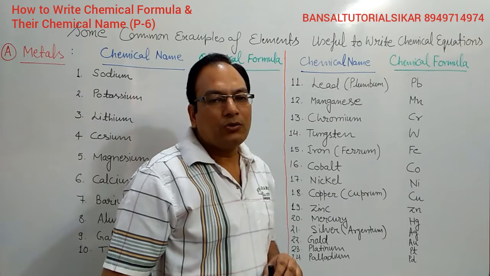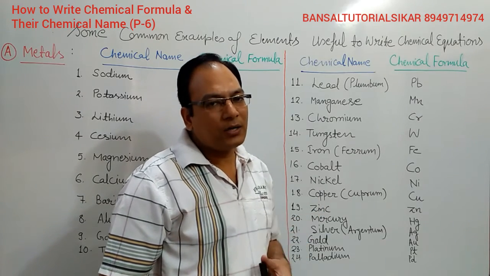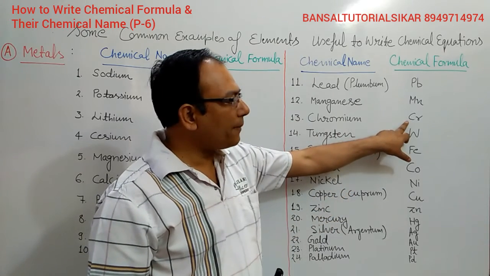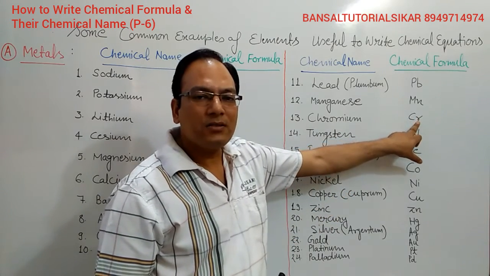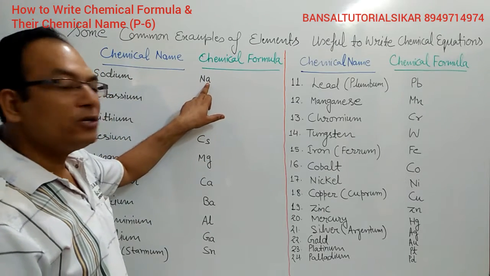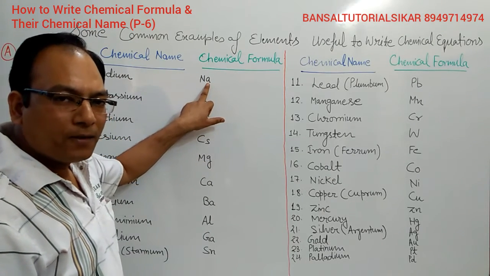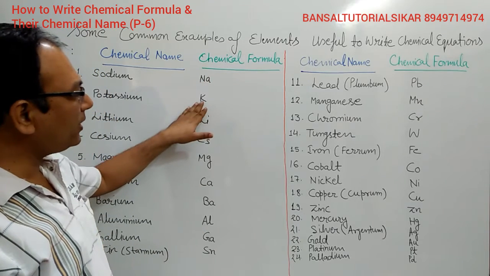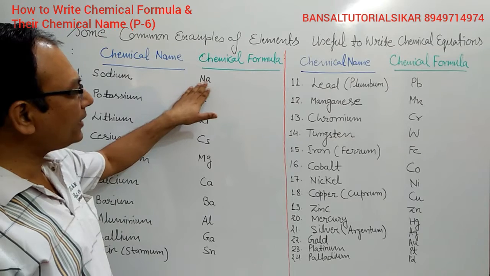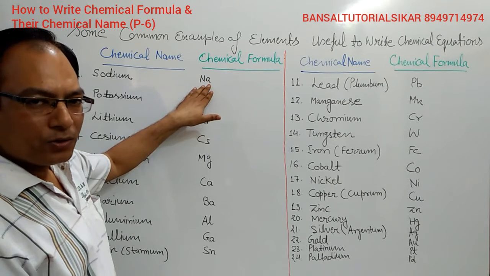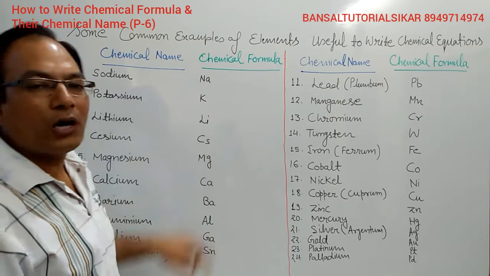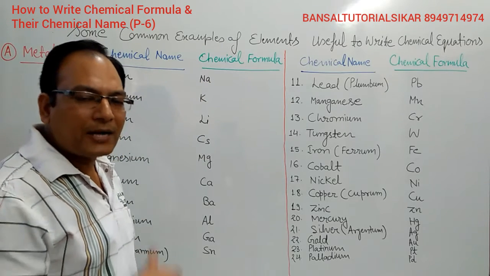Students, be careful about writing the formula of these metals. First letter should be capital and the second letter always small. Some of the metals have only a single letter to represent their formula, and some metals have two letters to represent their formula. So always be careful that the first letter should be capital and the second letter always in small letter.